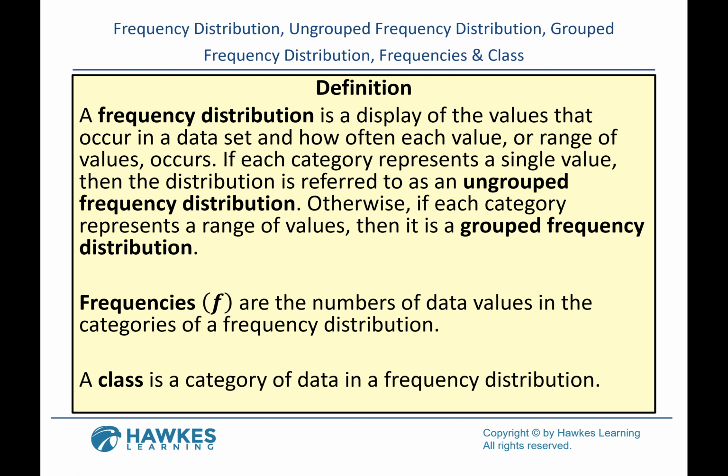And then the number we get when we count how many times a particular data value, or a data value in a range of values, occurs in our data set, that's what we call the frequency. So it sounds fancy, but it's just how many data values are in that range of values. That's what we call our frequency.